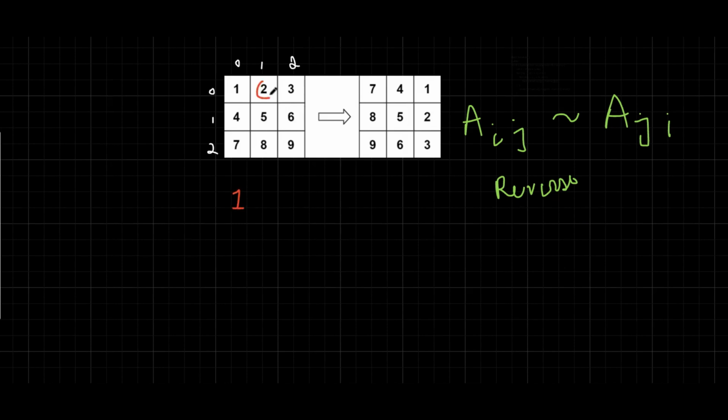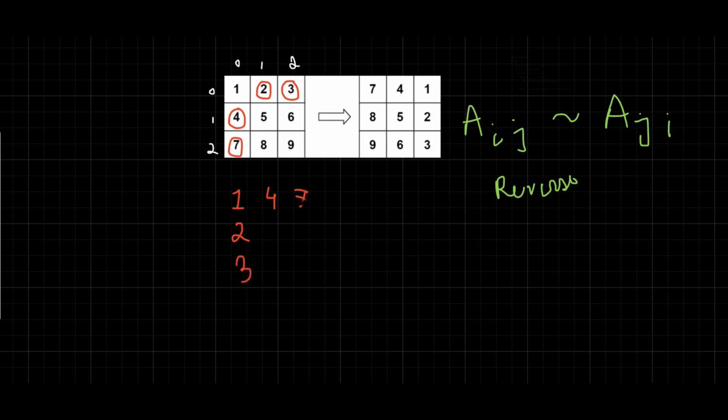Now we are at this element 2. So here we have to swap the element 0, 1 with 1, 0. That means we have to swap it with the element 4. So 2 will become into the 4 place and 4 will be here. Now we are at this element 3 and we have to swap the 0, 2 element with the 2, 0 element. So we have to swap 3 with 7. So 7 will be here and 3 will be here.